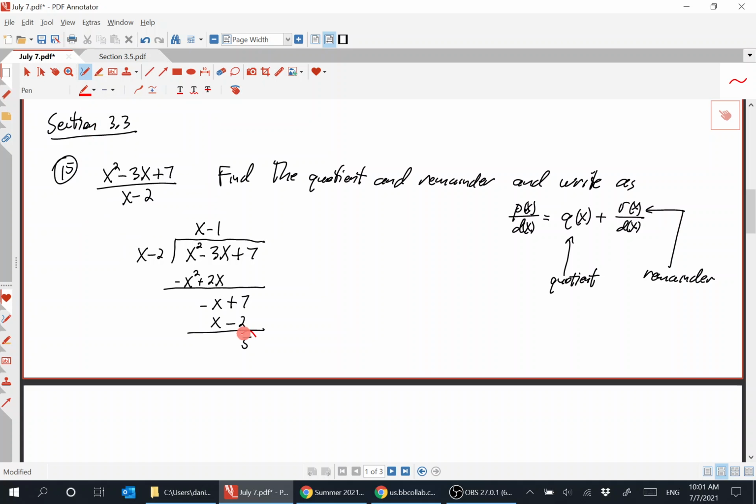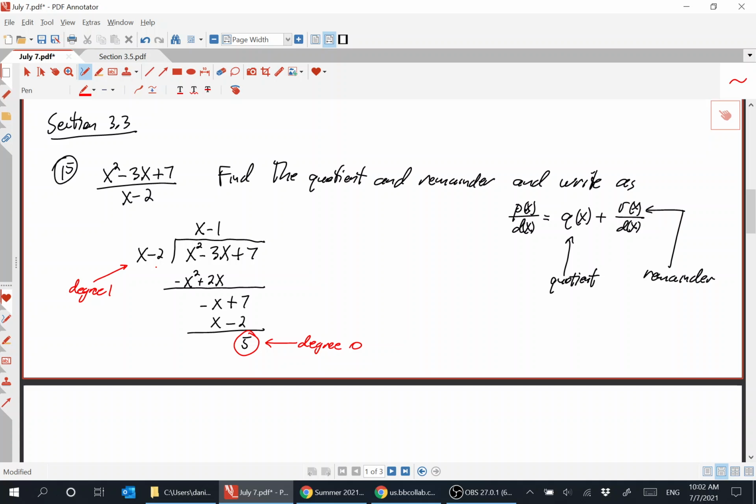Now this has degree 0, and this has degree 1. So the degree of the divisor is 1, and the degree of this remainder is 0. At each step, the result that you get after doing that subtraction, flipping the sign and adding, is called the remainder at that step. You want to keep going until the remainder is as small as possible, which is when the degree of the remainder is strictly less than the degree of the divisor, or denominator.